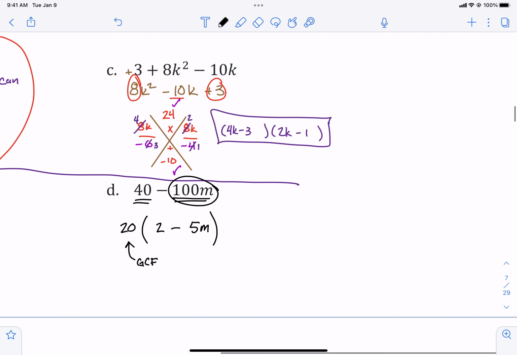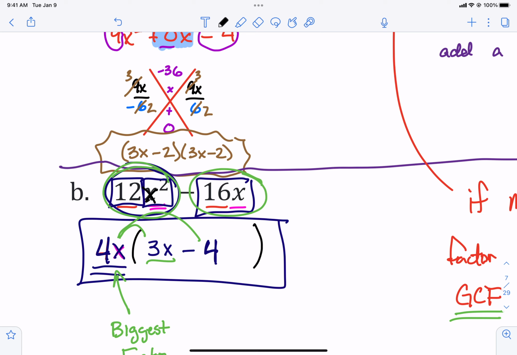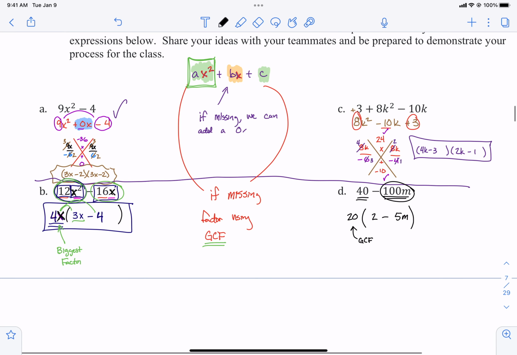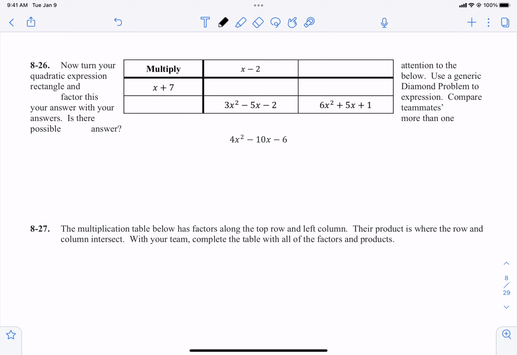That's different than when we looked at this problem over here, where they both had x's. Since they both had x's, we could take an x out. But if they don't both have x's, we can't. Let's look at one last problem. This one formatted really funny over here.